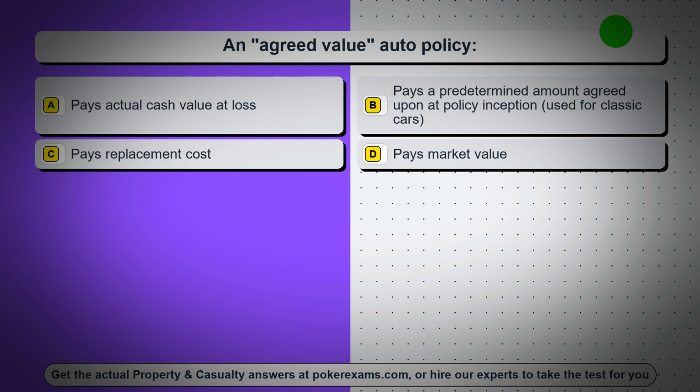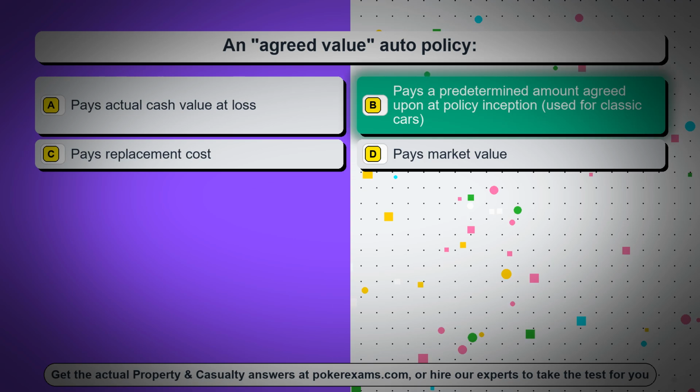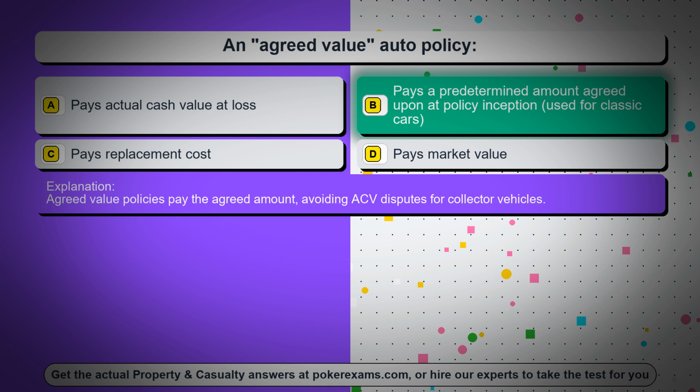Question 22. An agreed value auto policy. Option A, pays actual cash value at loss. Option B, pays a predetermined amount agreed upon at policy inception, used for classic cars. Option C, pays replacement cost. Option D, pays market value. The correct answer is option B. Pays a predetermined amount agreed upon at policy inception, used for classic cars. Agreed value policies pay the agreed amount, avoiding ACV disputes for collector vehicles.